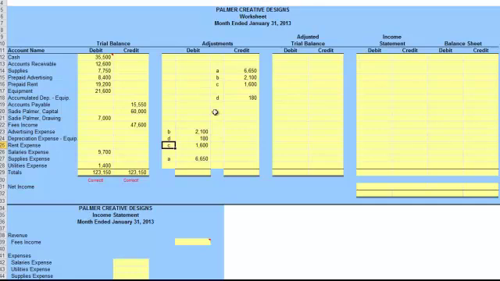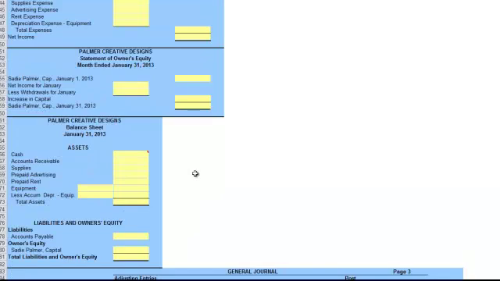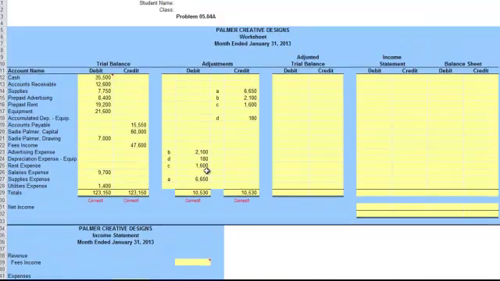All right. Once I get my adjustments recorded, I just have 4, I'm going to add up my adjustments in each column. And I have $10,530 total in both columns. Since my debits equal my credits, I'm ready to move on to the adjusted trial balance section.